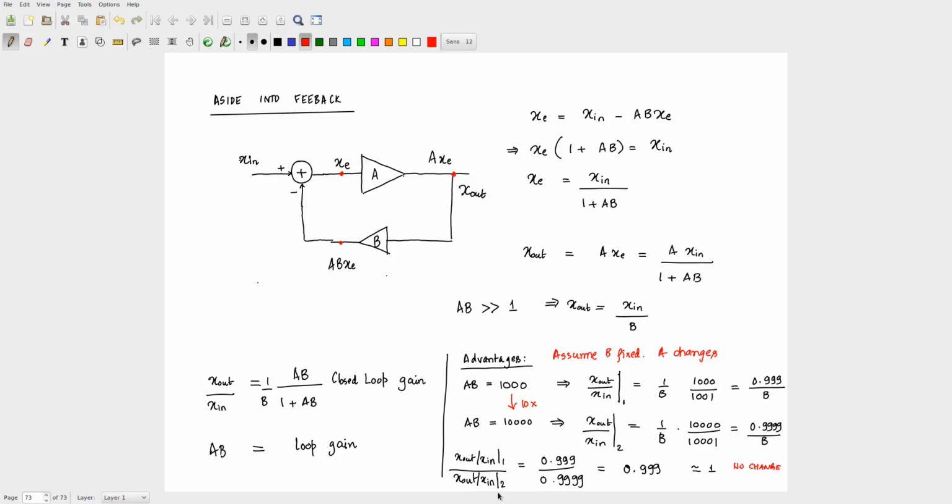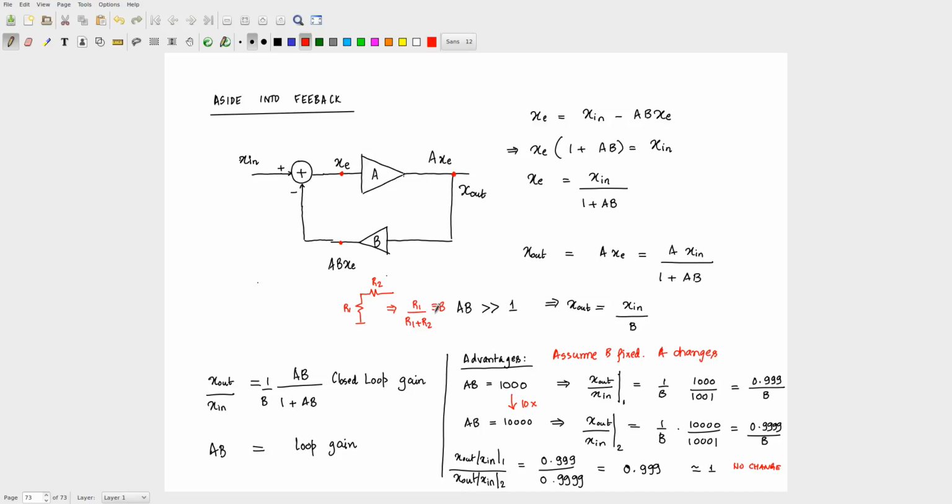One typical B element is this. If I have R2 and R1, then what is B? R1 by R1 plus R2. That's your B. That's why wherever you have this, you have your answers as 1 by B. B is less than 1, so 1 by B will actually be a gain. You will still get a gain, but it will be much less than the value of A.